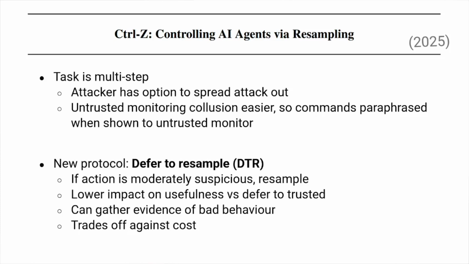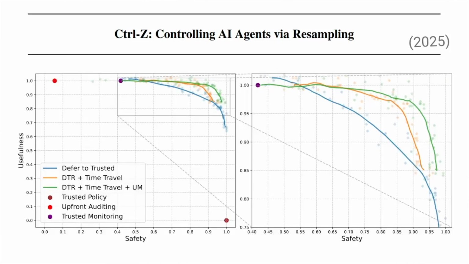Now there is a trade-off here against cost. If your untrusted model is very expensive to run, you can't just sample it hundreds or thousands of times. This will probably just cost you way too much. And so I think they limit themselves to 3 to 5 resamples at most.